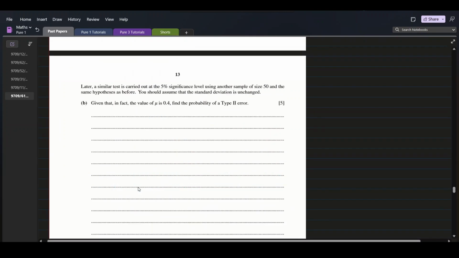Later, a similar test is carried out at the 5% significance level using another sample size of size 50 and the same hypothesis as before. You should assume that the standard deviation is unchanged. Part B. Given that in fact the value of mu is 0.4, find the probability of a type 2 error.